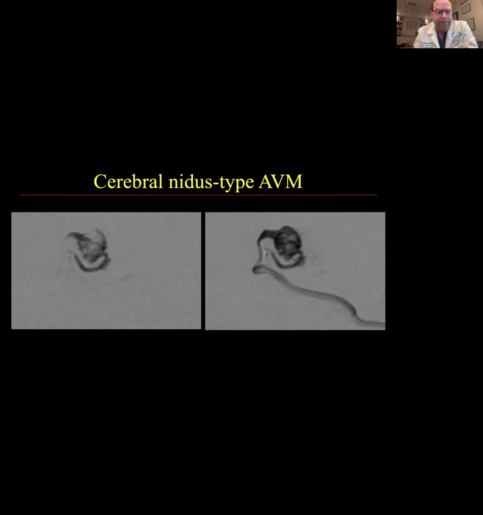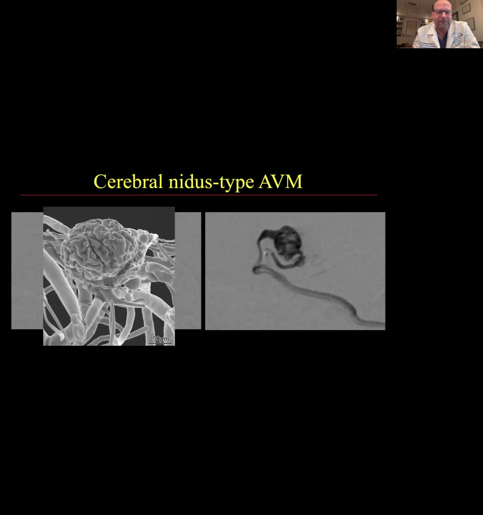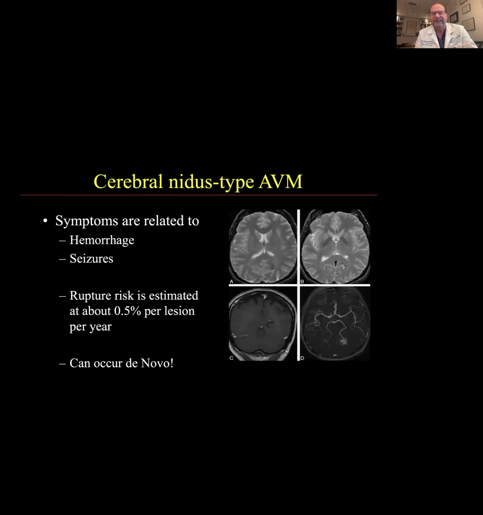Here you can see a microcatheter injection. You can see the microcatheter right here, and you see very nicely the draining vein here. You see the nidus of abnormal vessels in between the artery and the vein. This is your classical imaging feature of a nidus type AVM. And remember, they look so similar to those vascular malformations that we do see in the animal model.